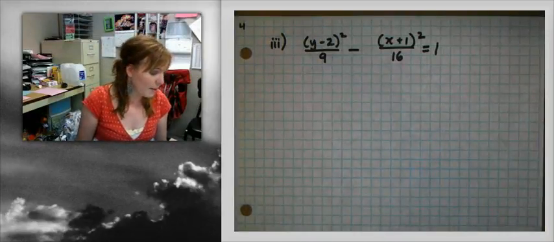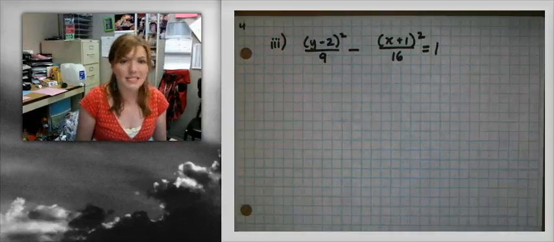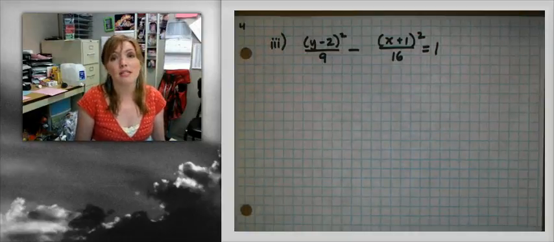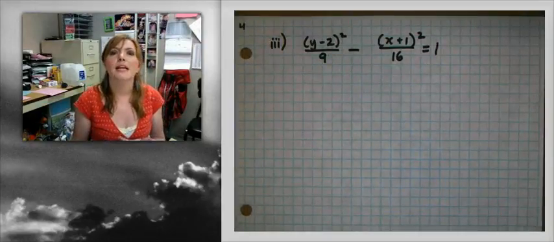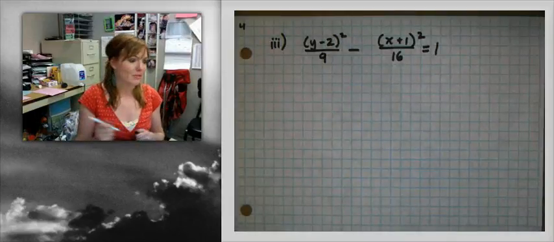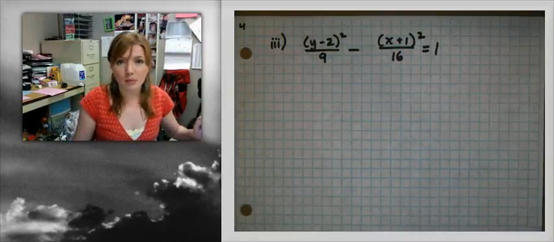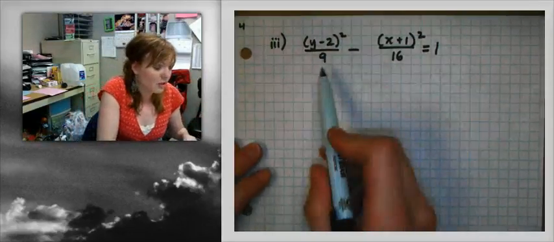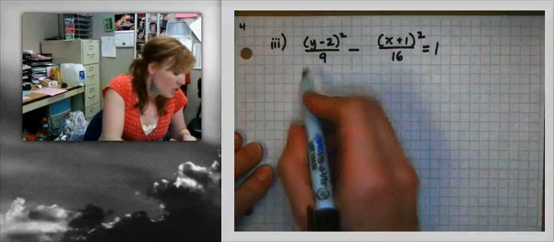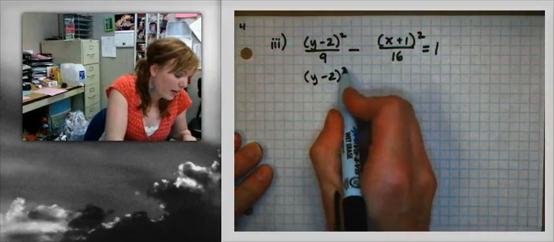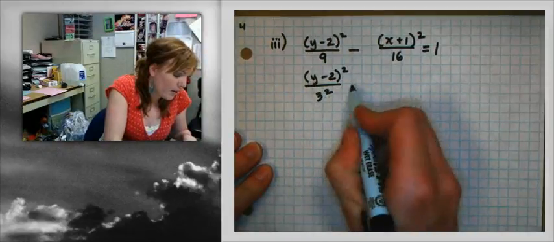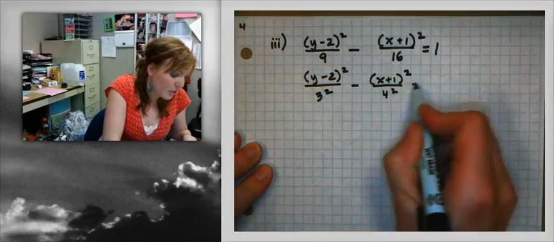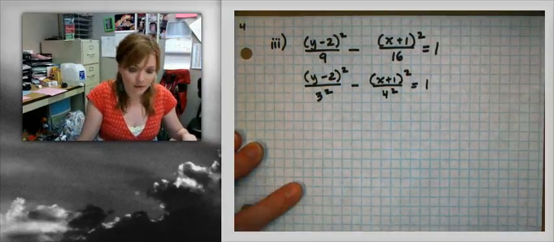So here we go. We have (y minus 2) squared over 9 minus (x plus 1) squared over 16. This is the type of hyperbola that is not centered at (0, 0), so it gets a little bit more complex, but this is going to be our last example. Very first thing that we want to do, just like in all of the last problems, is get numbers squared on the bottom. So we can write this as (y minus 2) squared over 3 squared minus (x plus 1) squared over 4 squared equals 1. And now let's go ahead and graph it.